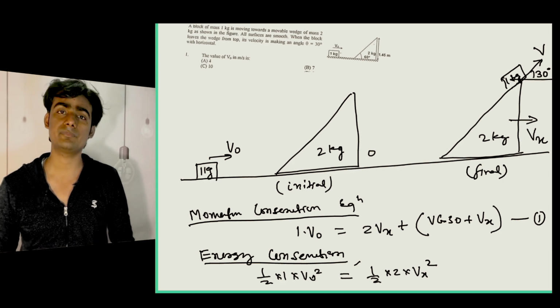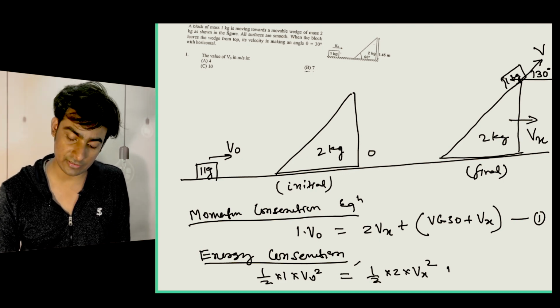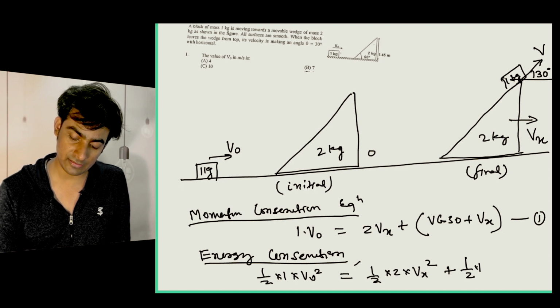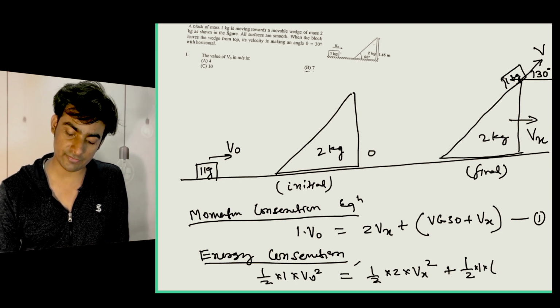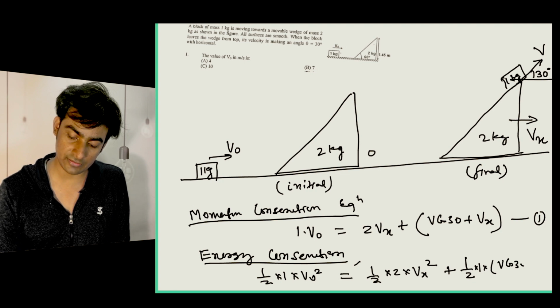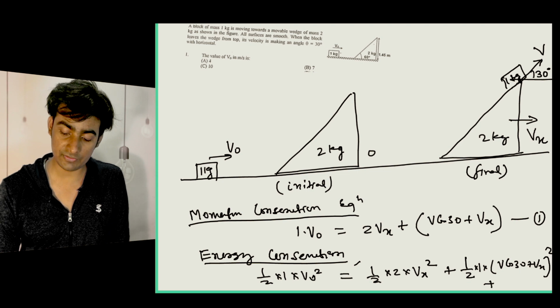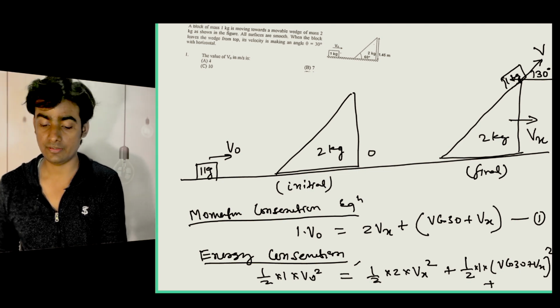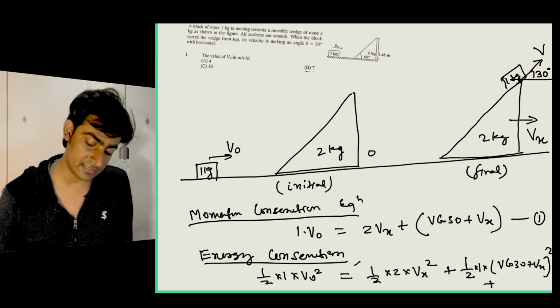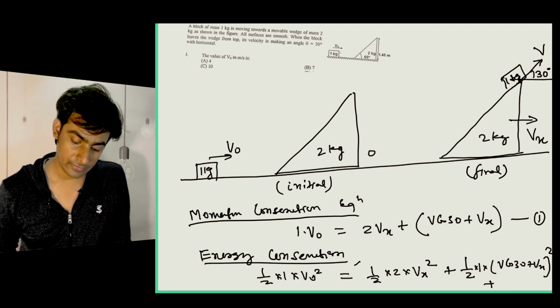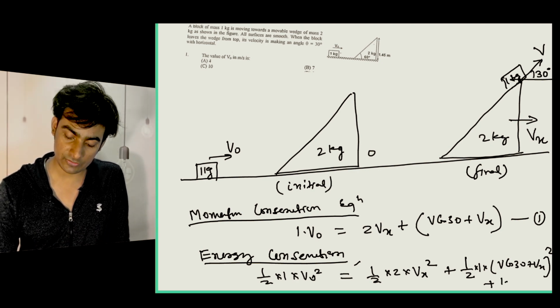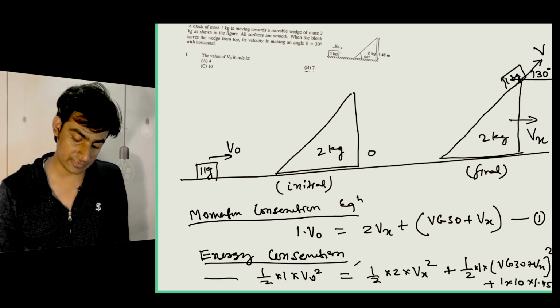That is the final kinetic energy of this wedge, plus half into 1 kg into the velocity that we have written, (v cos 30 plus vx) square, and plus we need to write one more thing. There is a potential energy gain, and this height is given as 1.45, so we'll write 1 into 10 g into 1.45. Okay, so this is our second equation.